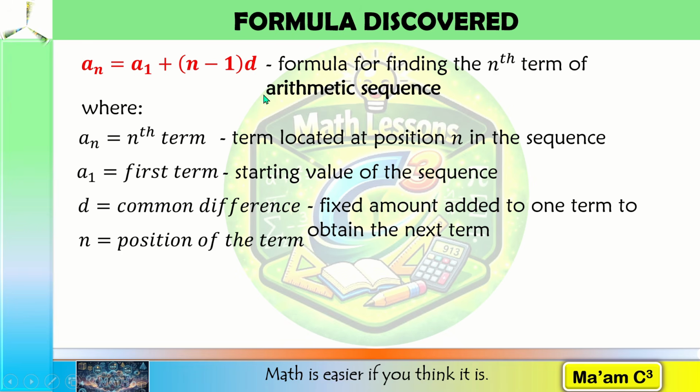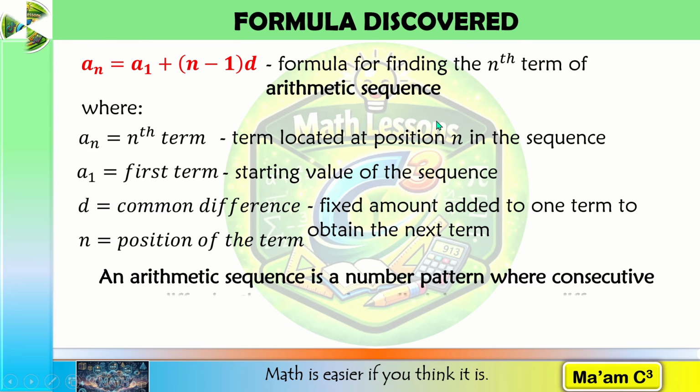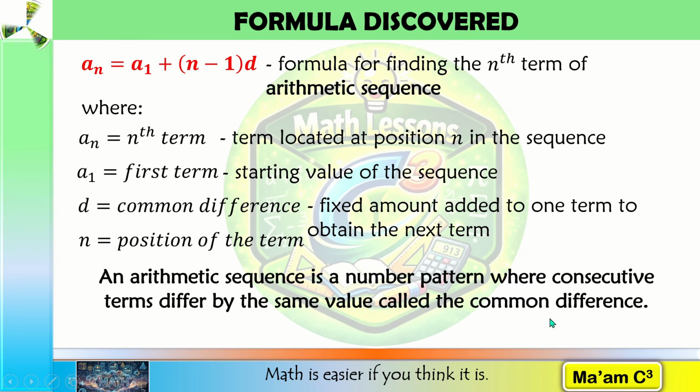So now let's define what an arithmetic sequence is. It is a number pattern where consecutive terms differ by the same value called the common difference. Let us recall our previous example, and the difference from each term to the next is 3. So this is an arithmetic sequence because the consecutive numbers differ by the same value. And once again, we call it the common difference. I hope you still remember the definition of sequence and series from our previous lesson.